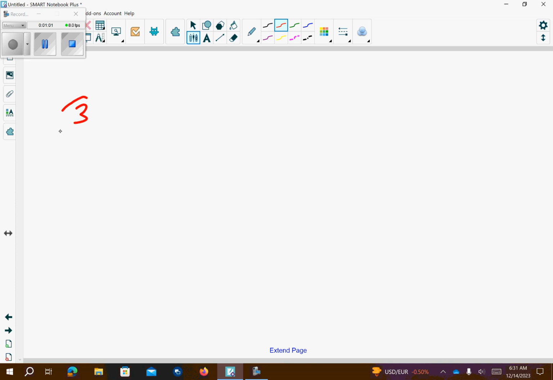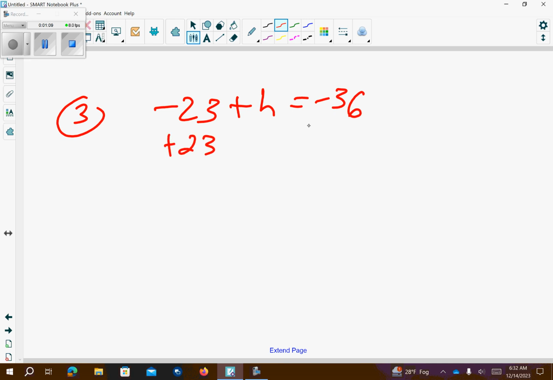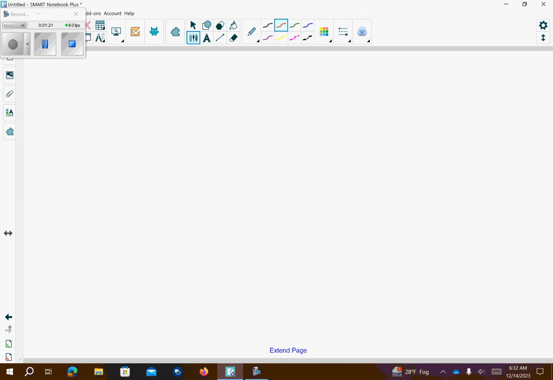Number 3, negative 23 plus h is equal to negative 36. So we'll add 23 to both sides. Those cancel out, so h is equal to negative 36 plus 23 is going to be negative 13. I'm sure you can see the answer. Again, mark down anything on a sheet of paper that you would like to use on the final exam.